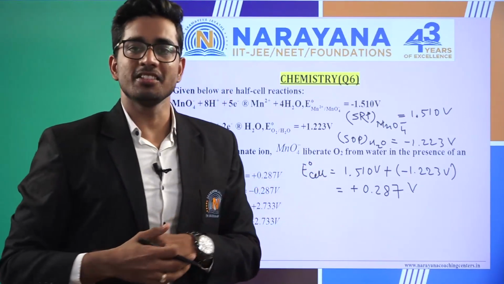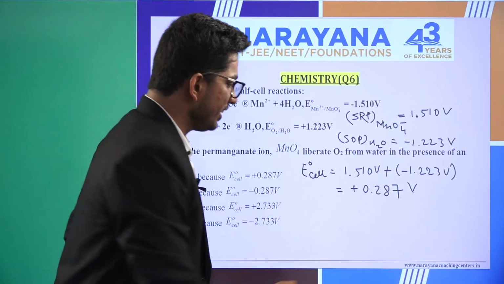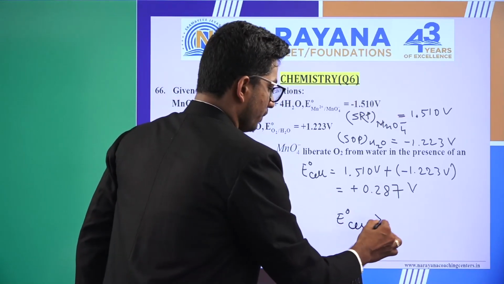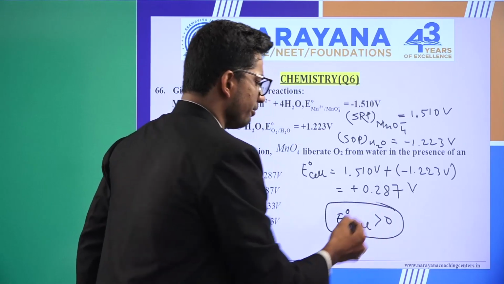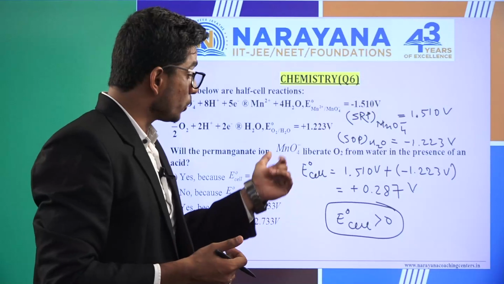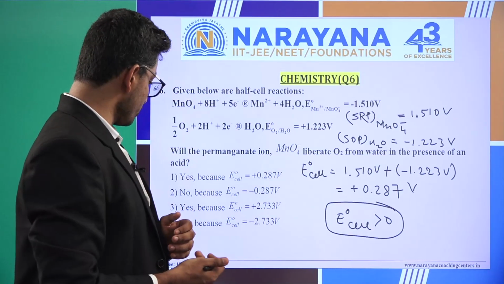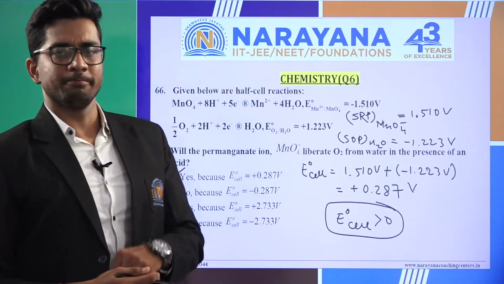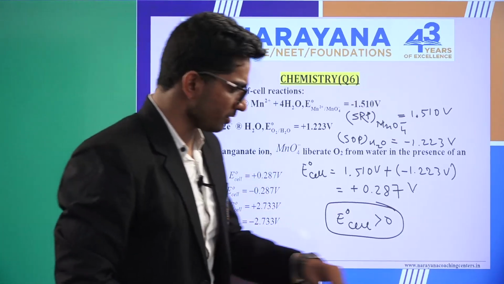So according to thermodynamics, we know for spontaneity of a cell, the E naught cell should be greater than 0. So here we have E naught greater than 0. This means the cell will definitely be working, and hence permanganate ion will be oxidizing water to O2. Hence the correct answer should be yes, because E naught is this, option number 1. Let's get to the next question.